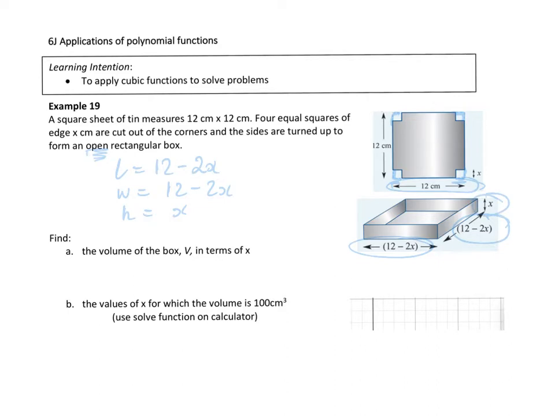Now in part A of this question, we're asked to find the volume of the box. Well, it's a rectangular prism, so we should know that volume is equal to length times width times height. And it really doesn't matter what order we put things in because it's multiplication. So I put the height first and say x times 12 minus 2x times 12 minus 2x. Now that's what the volume is equal to in terms of x.